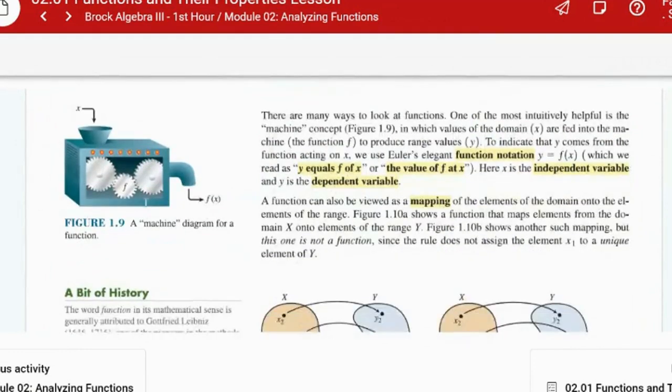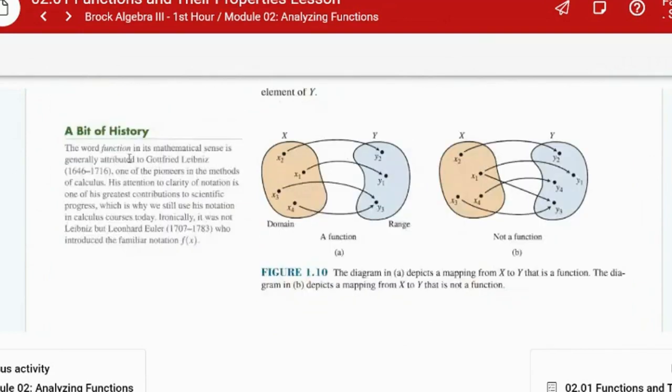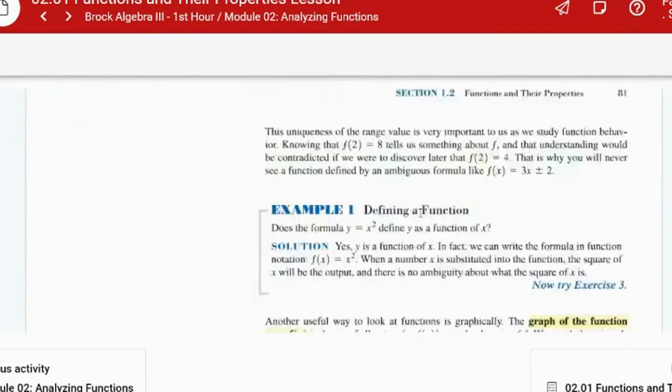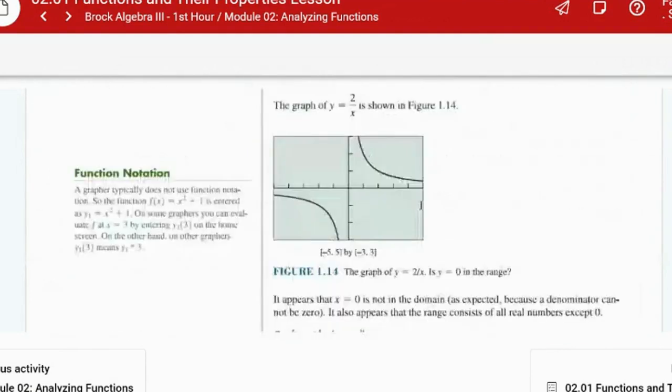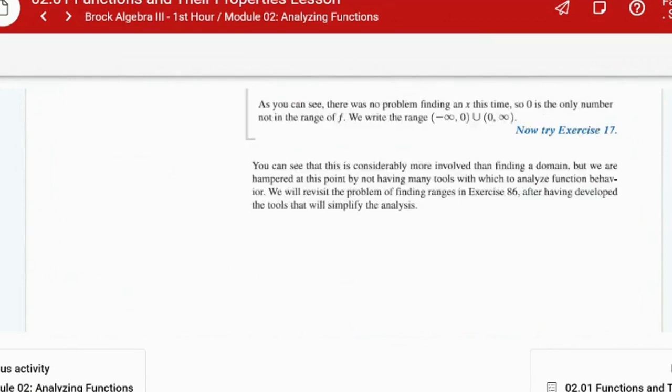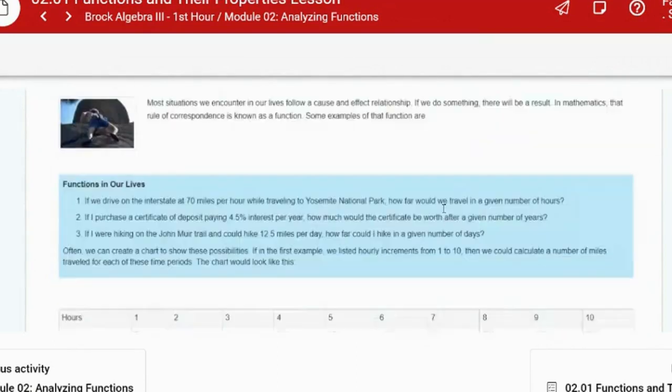All right, so this is a machine diagram for a function. Input the X, output the Y. You may have seen that before. There's a bit of history over here. It's got a whole lot more information, so you can go through all that if you need to. But we're going to hit the highlights with the scenic overlook. All right, so functions. Functions exist in life. So here's the part, functions in our lives.